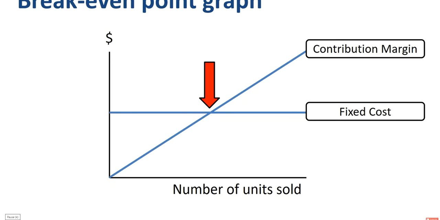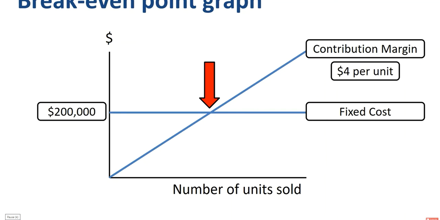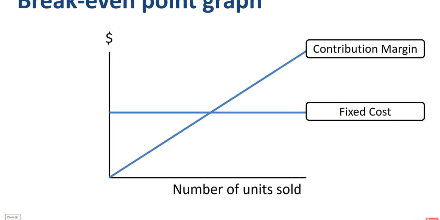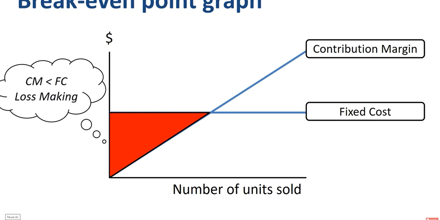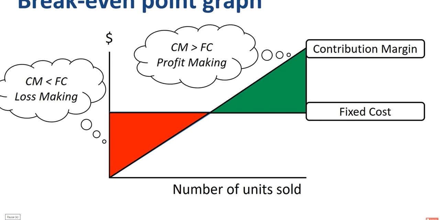Let's put some numbers to the example. If fixed costs are $200,000 and contribution margin is $4 per unit, then the business needs to sell 50,000 units to break even. If the business sells fewer than 50,000 units, the red area, the contribution margin is lower than fixed costs and the business is loss-making. If the business sells more than 50,000 units, the green area, the contribution margin is higher than fixed costs and the business makes a profit.